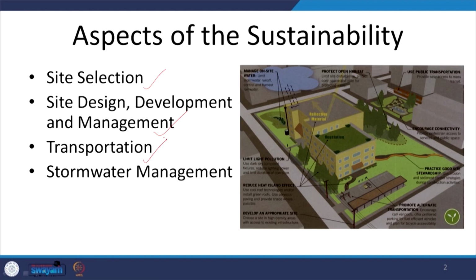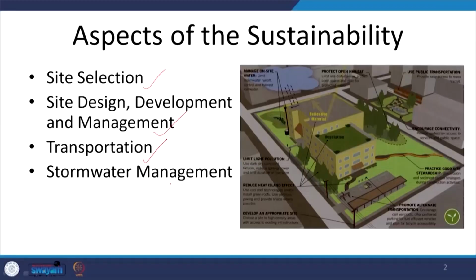Next, we have transportation, because for any site the transportation to and from the site becomes very important. So, what are the options available, what are the other strategies which can be provided while we are developing, and hence the options, the possibilities, opportunities will have to be provided right in the beginning when the site is being designed and developed. And then we have stormwater management. All these aspects will be looked at in detail when we are talking about the sustainable development of site. Let us look at each one of these individually.